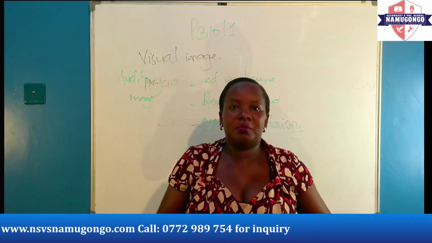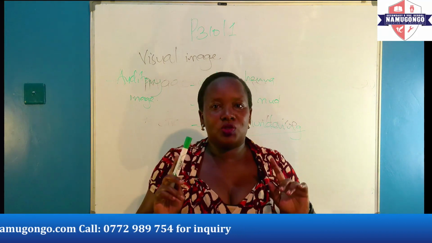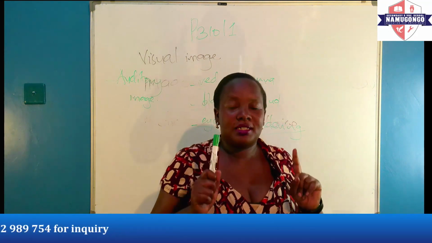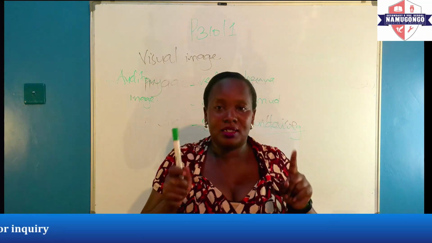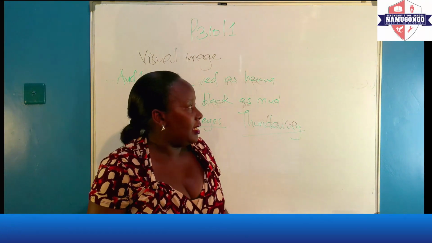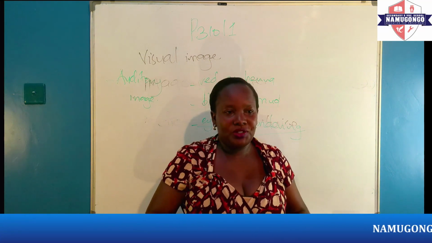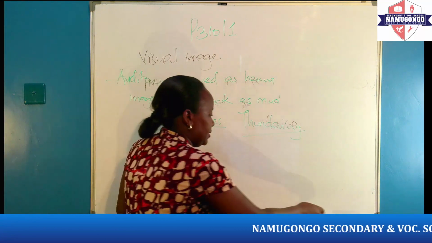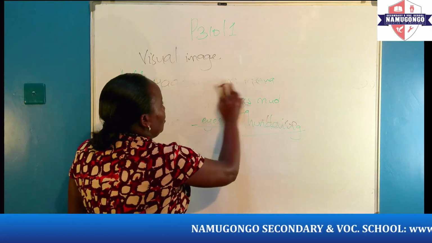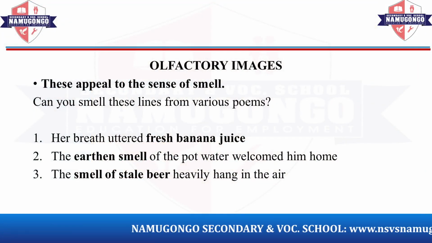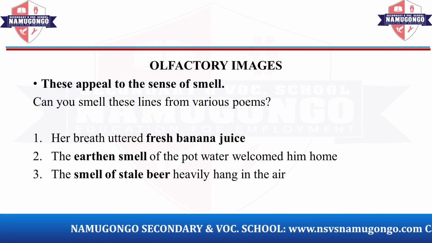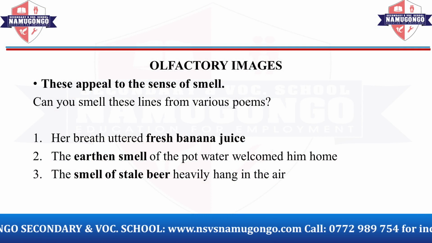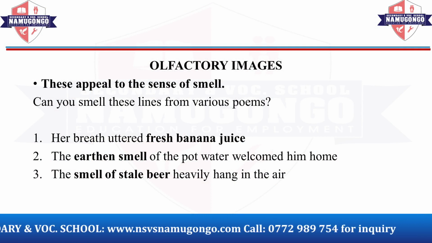So auditory images appeal to our sense of hearing, while visual images appeal to our sense of seeing or our sense of sight. Next, we have the olfactory images. Okay? Olfactory images, just like the word sounds, it has to do with the nose. Okay? Now, you can already guess that these are images that appeal to our sense of smell.